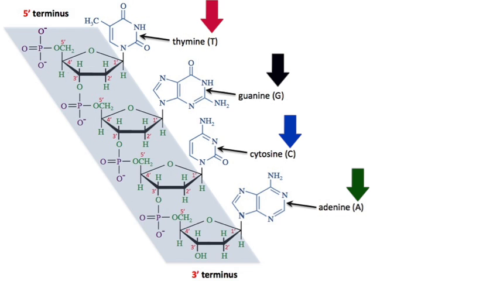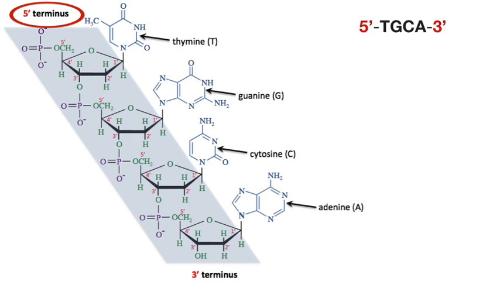In order to describe the primary structure of a DNA strand, it's customary to list the nucleotides' one-letter abbreviations in the order that the nucleotide residues appear in the strand. For example, the primary structure of the DNA strand shown in this diagram is written as 5'-TGCA-3'.